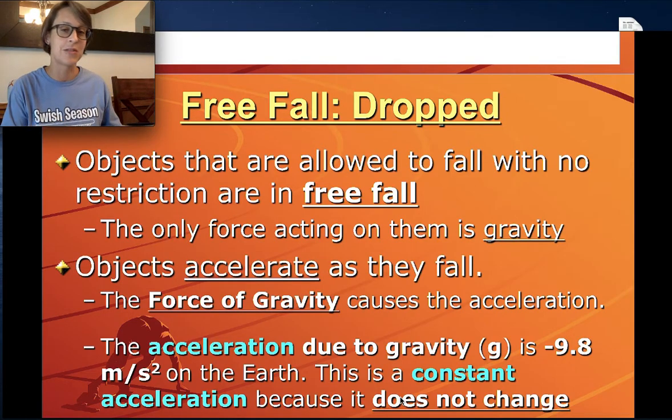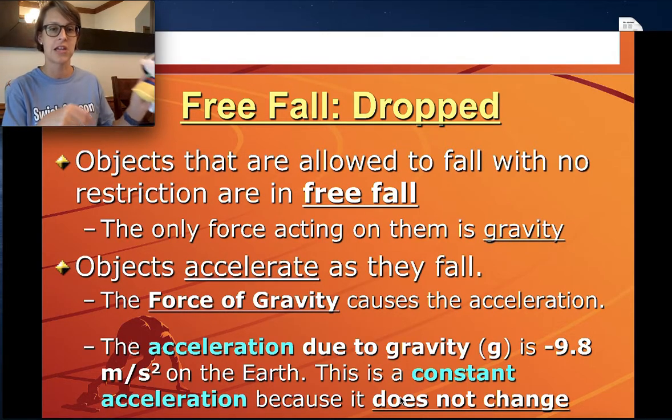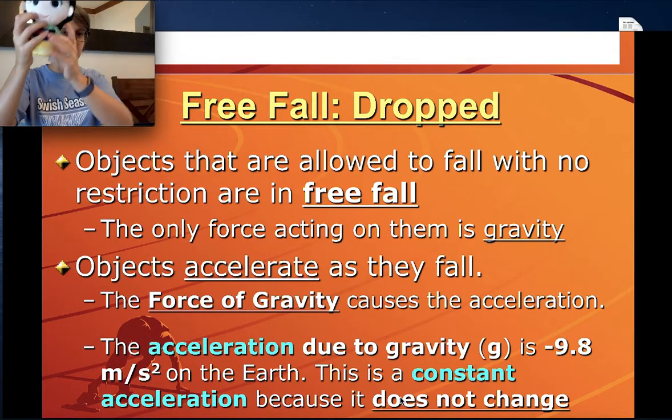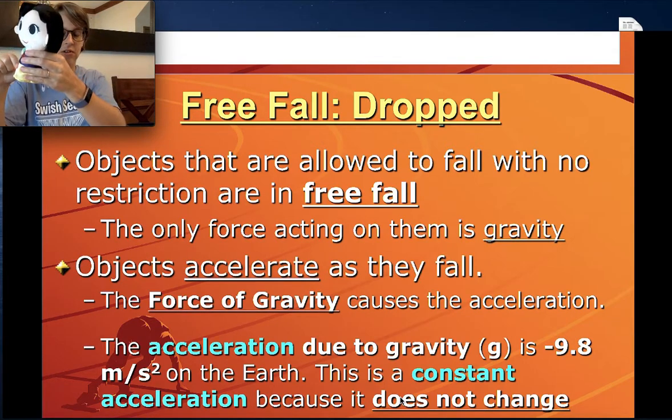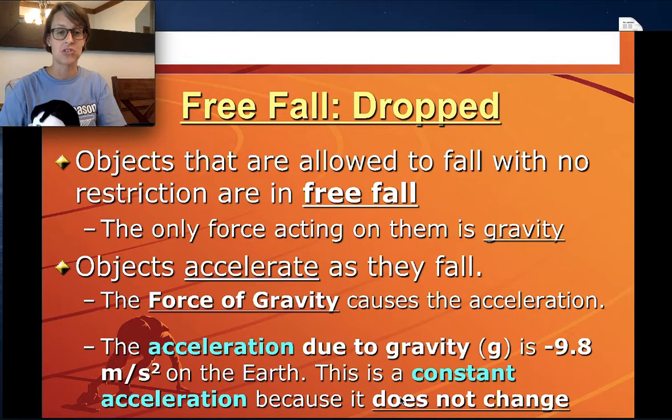We know some things about its falling. We know that it's going to speed up as it falls, right? And you know that from life. We call that acceleration due to gravity because it is caused by the force of gravity. So when I hold my little doll up, gravity is pulling down constantly on this doll. And because it's a constant pull, it's a constant acceleration. So she's going to get faster and faster every second.